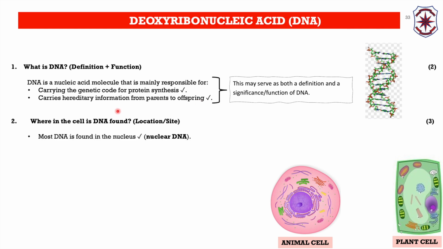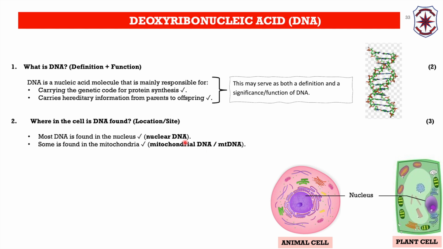Right. Now, most of the cell's DNA is found in the nucleus. So both the animal cell and the plant cell have nuclei. Remember, nuclei plural and nucleus singular. So we have one nucleus, many nuclei. Most of the cell's DNA is found in the nucleus, and this DNA we refer to as nuclear DNA. DNA that is found in the nucleus is referred to as nuclear DNA. So we find it there in the plant cell and there in the animal cell.